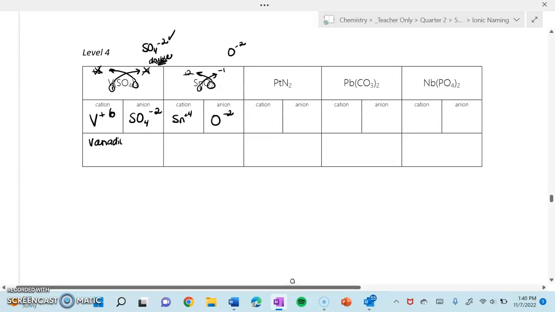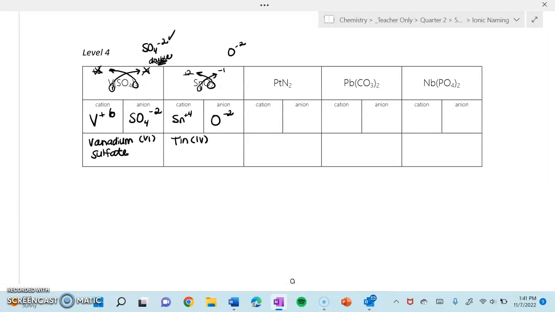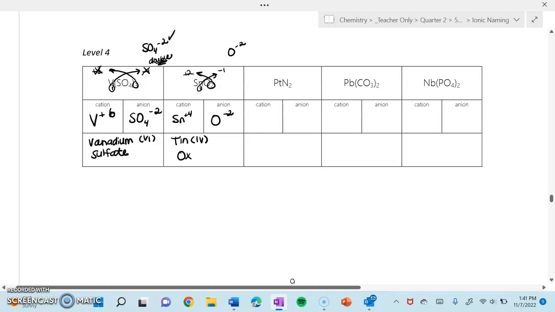Vanadium, our charge is 6. I wrote 4. Vi, and sulfate. And Sn +4 is 10. 4. Anion is oxygen, but we changed the ending. Oxide. I'll let you finish these 3. And that's all for our transition metals.